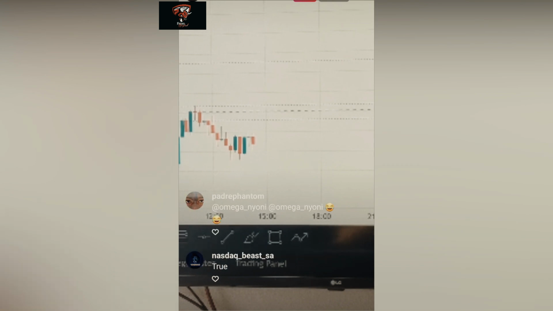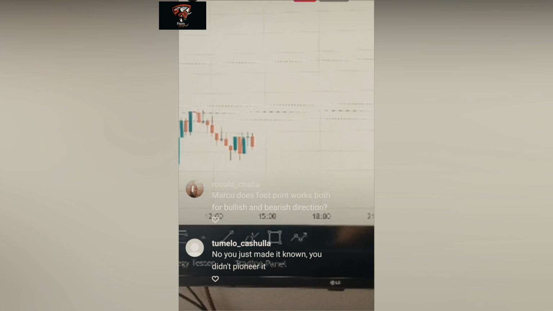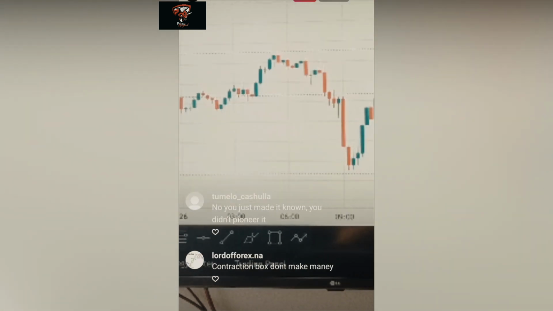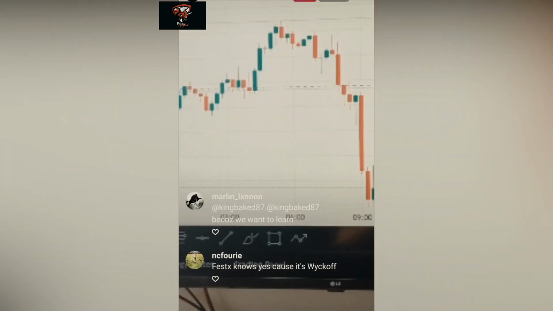You say all these guys know about them, but it's never on their pages. I've never seen someone use a contraction box. Never. In my whole 3 years, I have never seen someone use a contraction box the way I used it here. Never. They're targeting highs and lows.